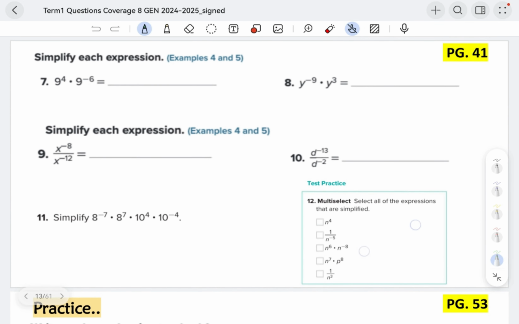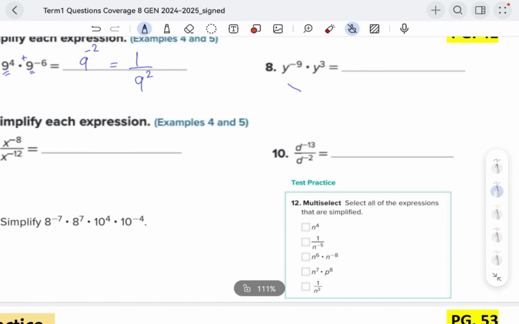Now let's go for question number 7. In case of multiplication and the bases are similar, we're going to add the exponents. Add 4 plus minus 6, this is minus 2. So we can have 9 raised to the power minus 2. And to get rid of the negative in the exponent, do the reciprocal. It will be 1 over 9 squared.